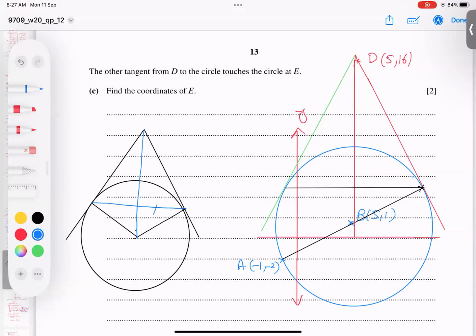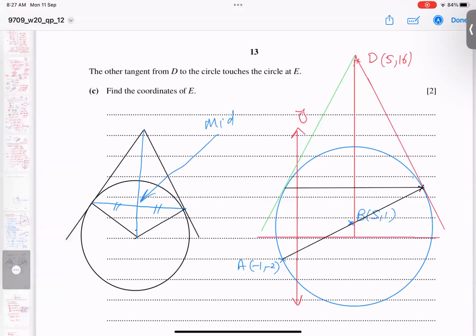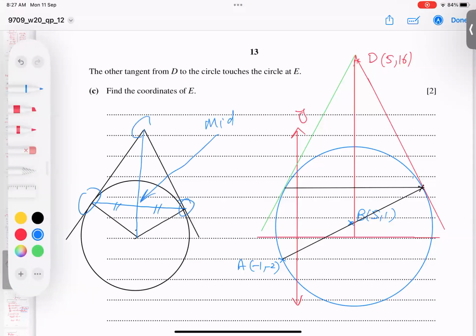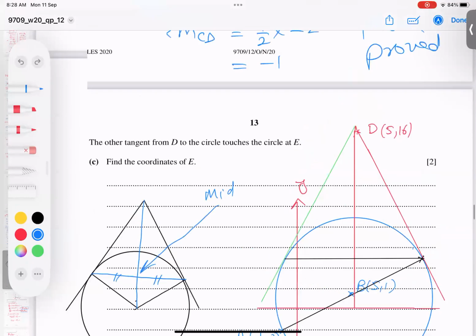In the kite sense, this gap and this gap are equal, so this point will behave as the midpoint of this gap. I think you got my point. So this is a midpoint actually for this and this, not for this and this, make sure. So this point is a midpoint.